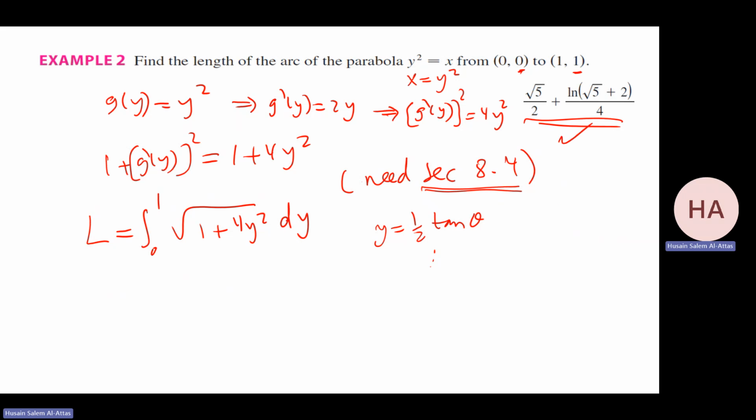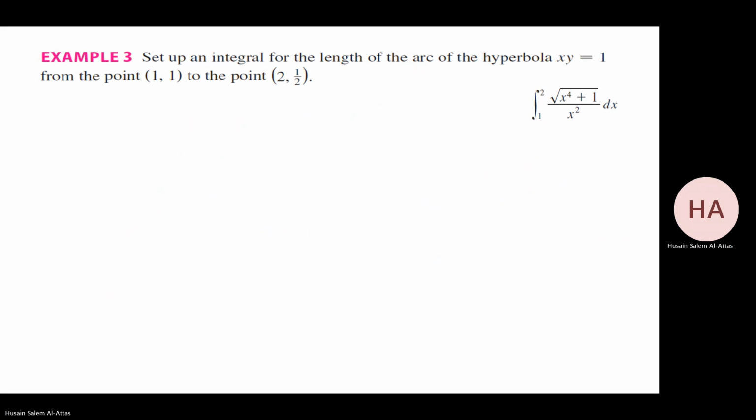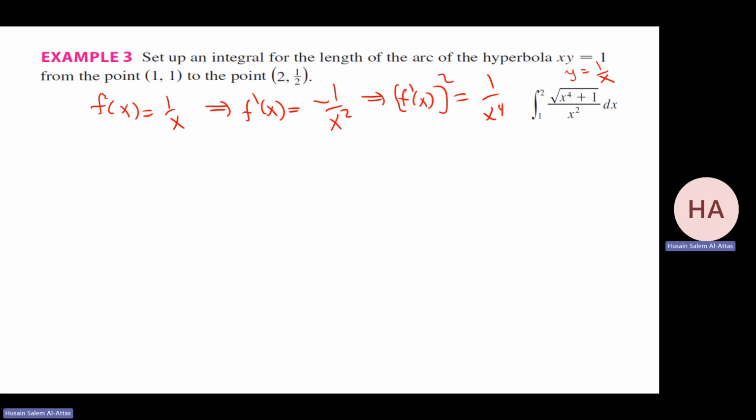Since we did not do section 8.4, now they can combine the things, since the arc length goes back to just an integral. So you can have the integral in a different way. Set up an integral. Like in this problem, he wants me only to set up the integral. He doesn't want me to do the calculation. Okay, I have y equal 1 over x. So f of x is 1 over x. F prime will be minus 1 over x squared. F prime squared will be 1 over x to the power 4.